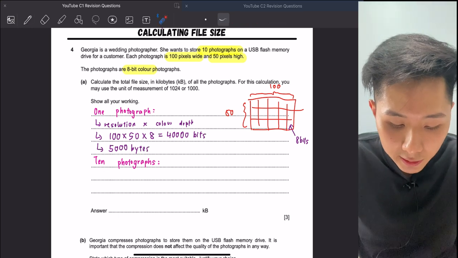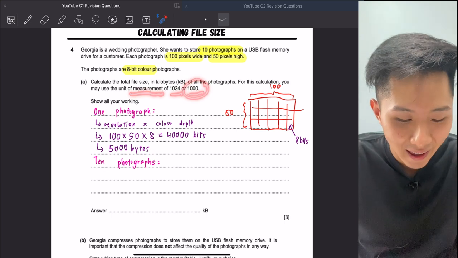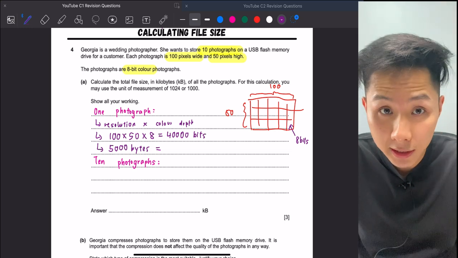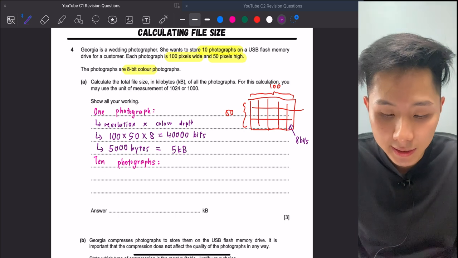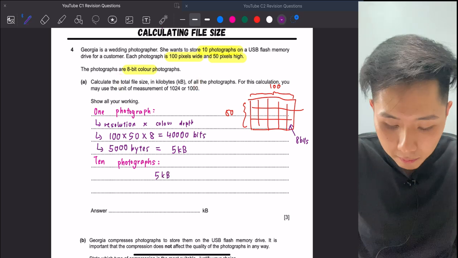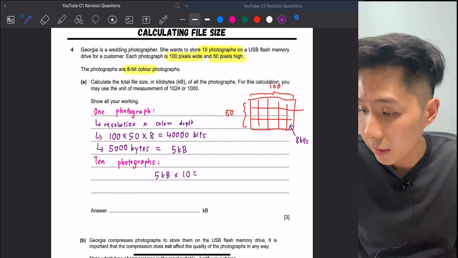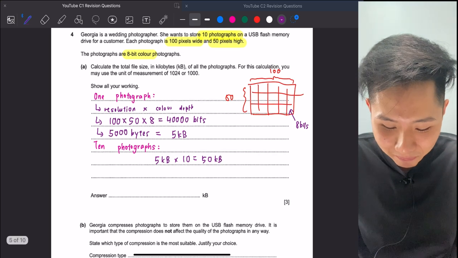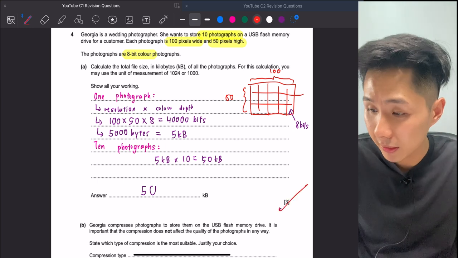All right. And because they allowed me to use the measurement of either 1024 or 1000, I'll choose the easy one. And I know that to convert 5,000 bytes into kilobyte, you just need to divide by 1000. So 5 KB for one image. And because they said you need to calculate the total size, you just multiply 5 kilobyte by 10 and you will get 50 kilobyte. I'm going to write 50 here. So that's the final answer for this question.